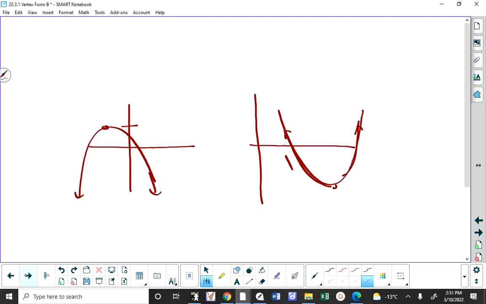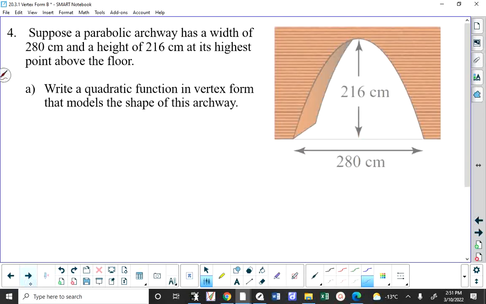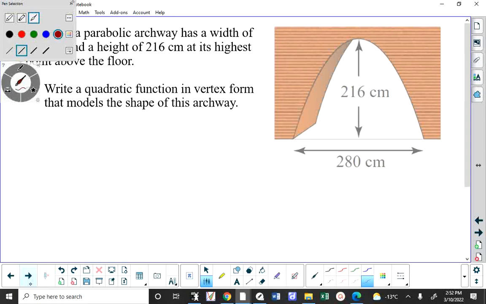And we have one last example to do. We have a parabolic arch. So this arch that you're looking at is in the form of a parabola. You're given the dimensions here, and we want a quadratic function that models the shape. So I'm going to highlight the shape first of all because this is somewhat of a 3-dimensional diagram. We're talking about this. That's the parabola.